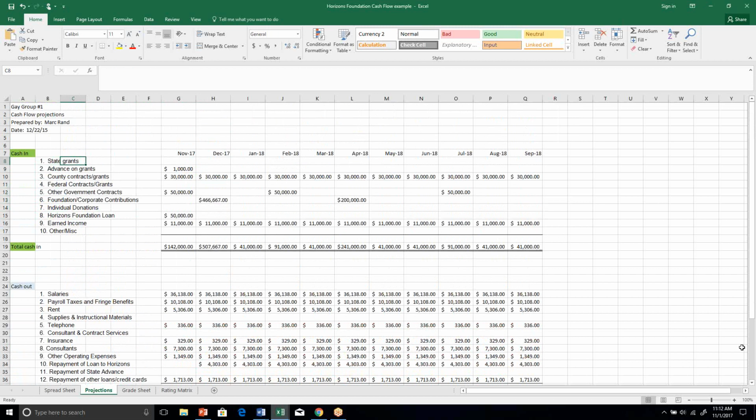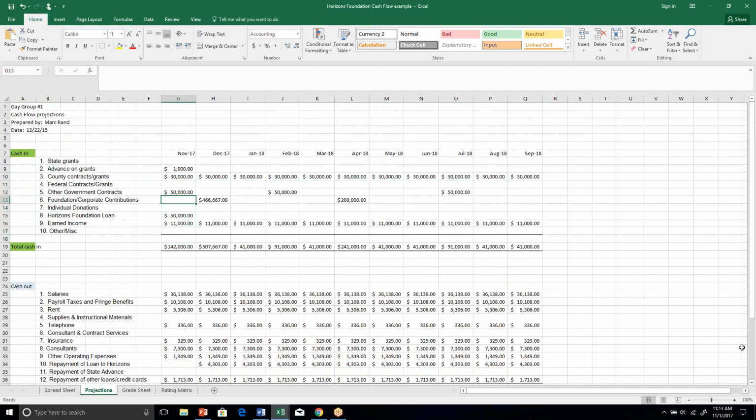And then, when do you anticipate those funds to hit your bank account? So we know on a monthly basis in this example that we get $30,000 from the county to do X services, whatever that means, so I put in $30,000 on a monthly basis to pay for these programs. I also anticipate that there will be $50,000 coming in from this other government grant, and then this Horizons Loan Fund funding will come in November in this example for $50,000. Other earned income is $11,000. So in the month of November 2017, we anticipate $142,000 coming in.